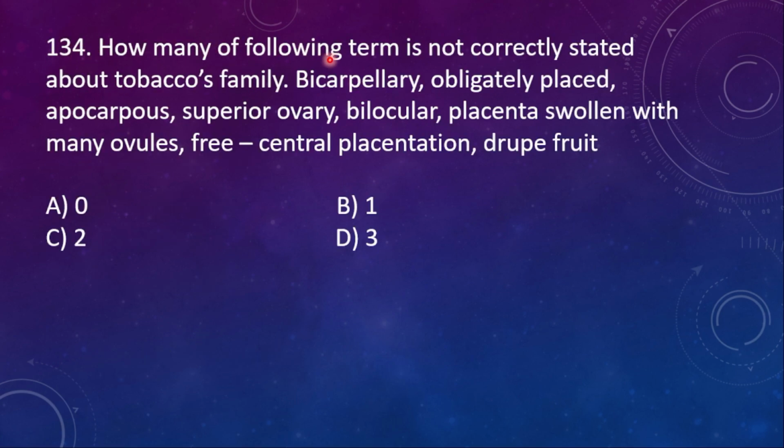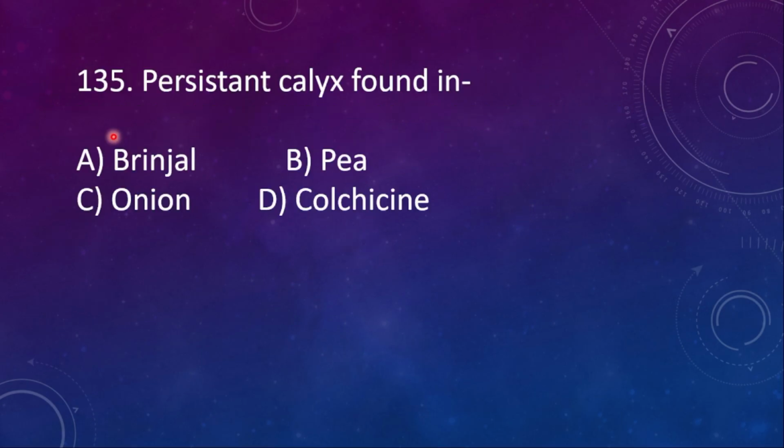134. How many of the following terms are not correctly stated about the tobacco family? Bicarpellary, obliquely placed, apocarpous, superior ovary, bilocular, placenta swollen with many ovules, free central placentation, drupe fruit. Here the right option is 3. 135. Persistent calyx is found in: A. brinjal, B. pea, C. onion, D. colchicum. Here the option is brinjal.